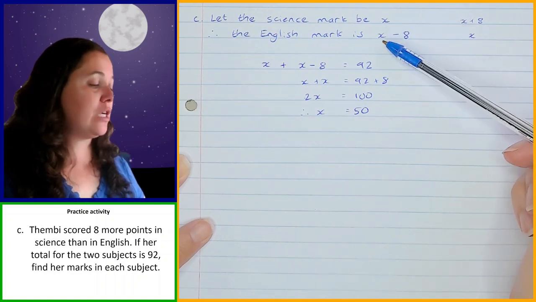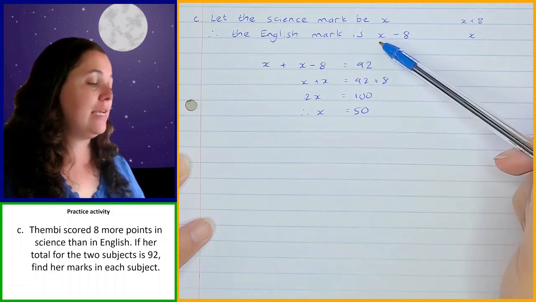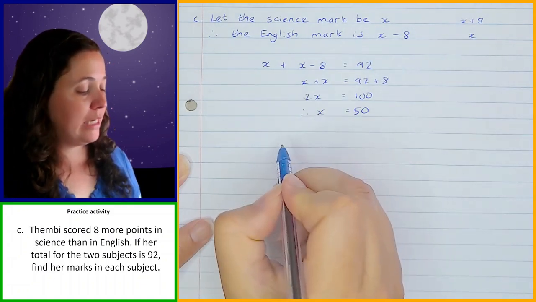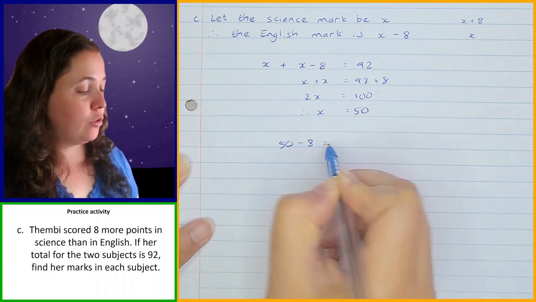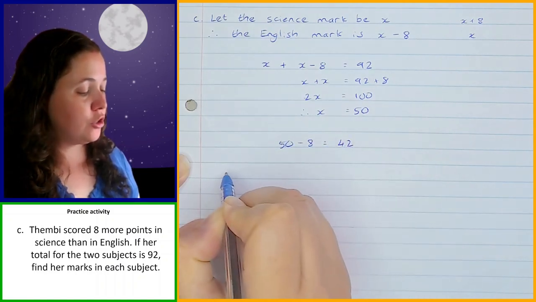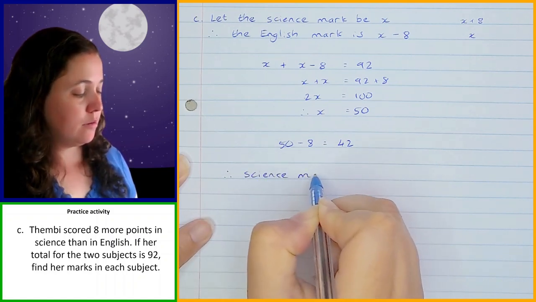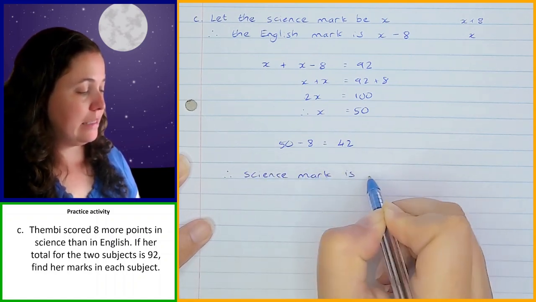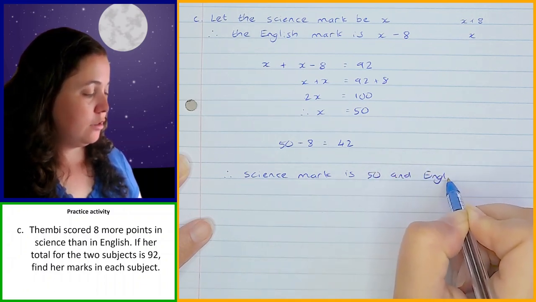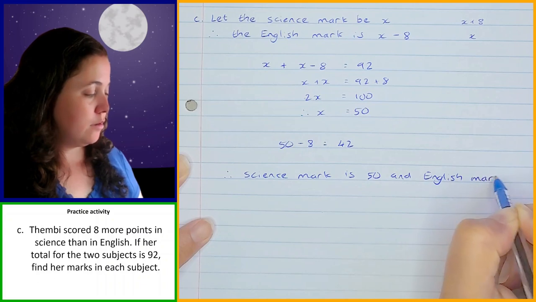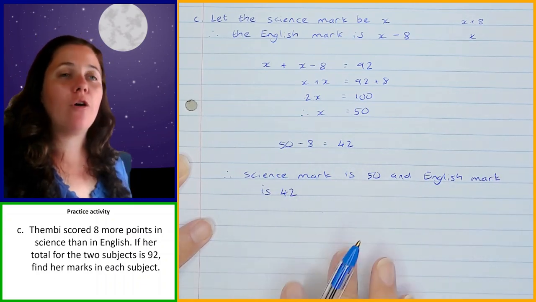I still have to work out the English mark by subtracting 8, because I said English is X minus 8. So 50 minus 8 equals 42. Therefore the science mark is 50 and the English mark is 42. So now I have answered the question.